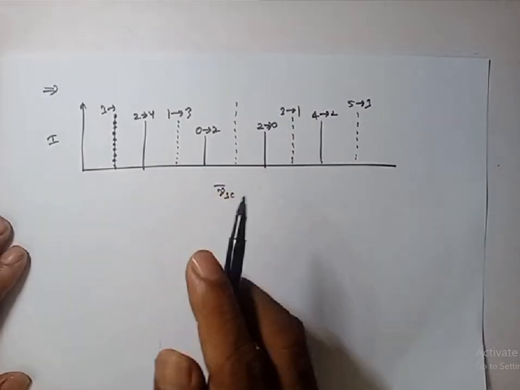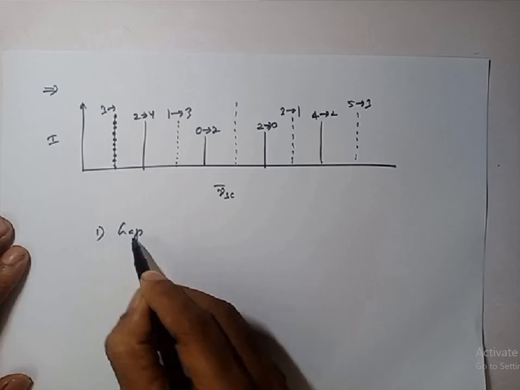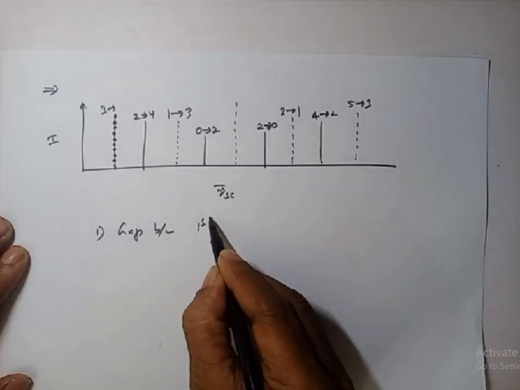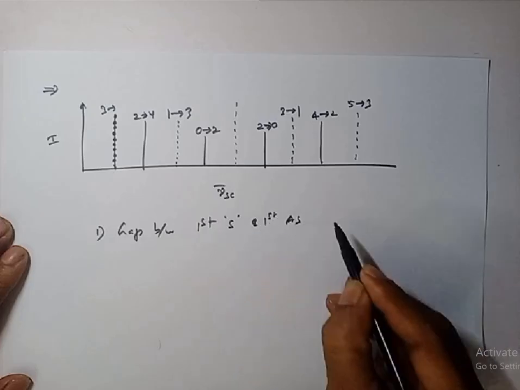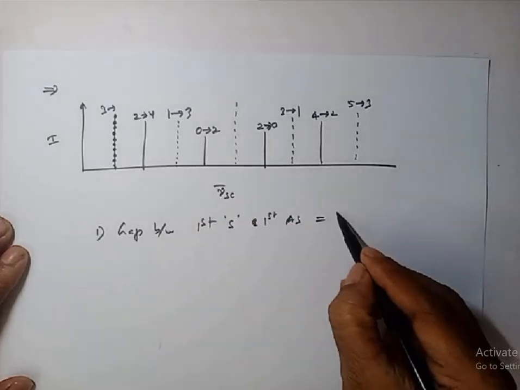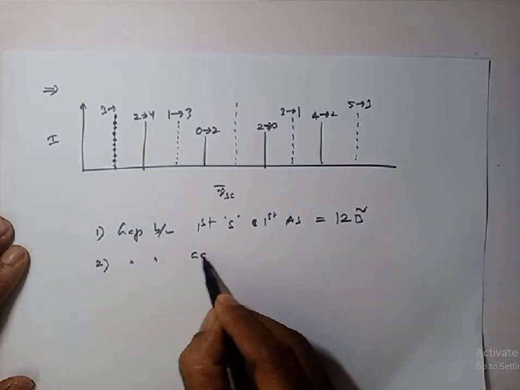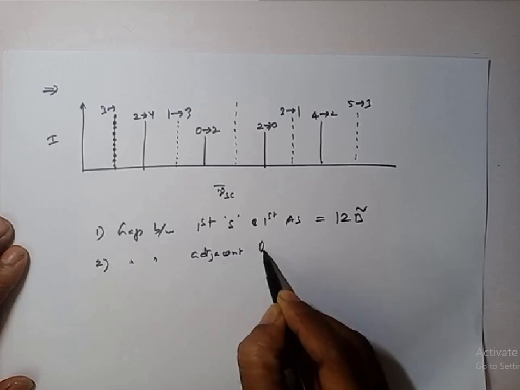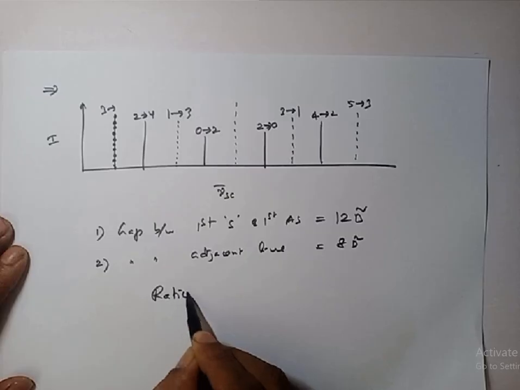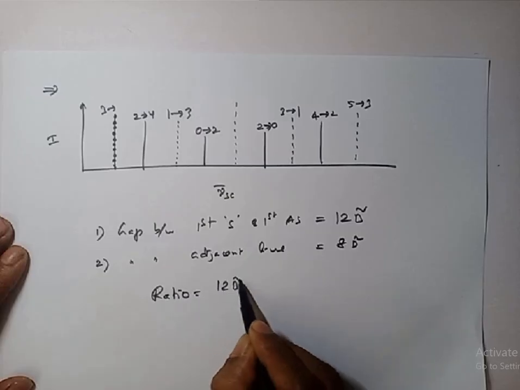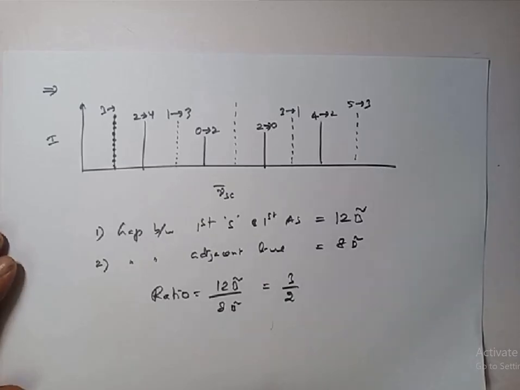Now tell me what is the gap between the first stroke and first anti-stroke? 12B, sir. The first stroke and first anti-stroke gap is 12B. What is the gap between adjacent lines? 8B, sir. The gap between adjacent lines is 8B. Then what is the ratio? 12B by 8B, that is 3 by 2.